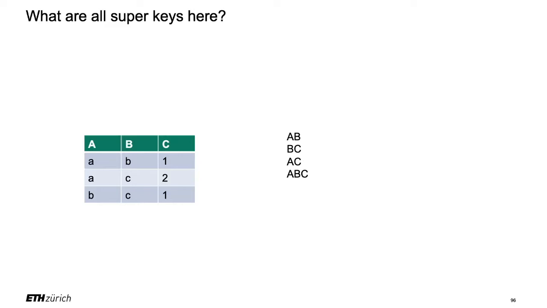Okay, very good. Now, I know A is not a super key, B is not a super key, C is not a super key, AB is a super key, BC is a super key, AC is a super key, ABC is a super key. What are my candidate keys? Yes, over there. Microphone. The first 3, so yep. AB, BC, and AC. Exactly.